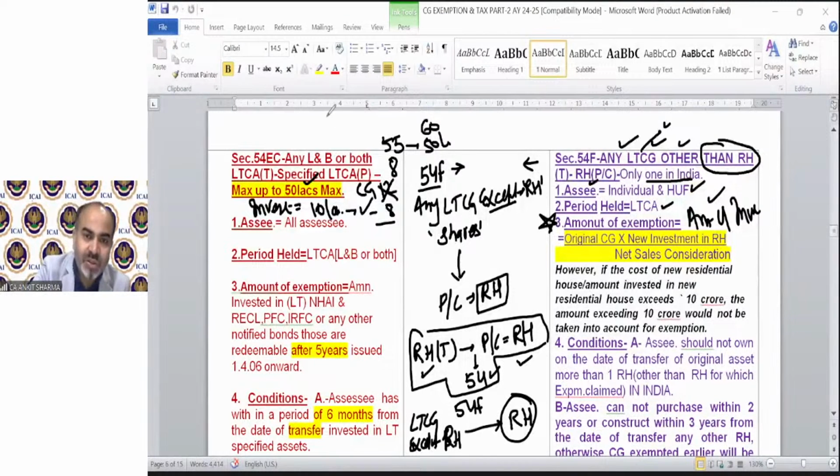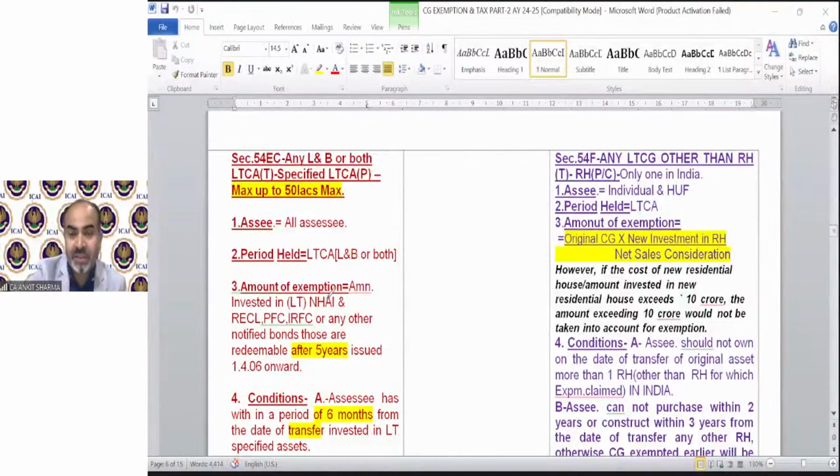So in other exemptions, there is no proportionate exemption concept. You will get the full amount of exemption if it complies with the maximum exemption limit. But section 54F has a special provision. For the purpose of exemption, you are going to get a specific exemption according to a proportionate formula. And the formula is very important. You will use this formula everywhere in section 54F.